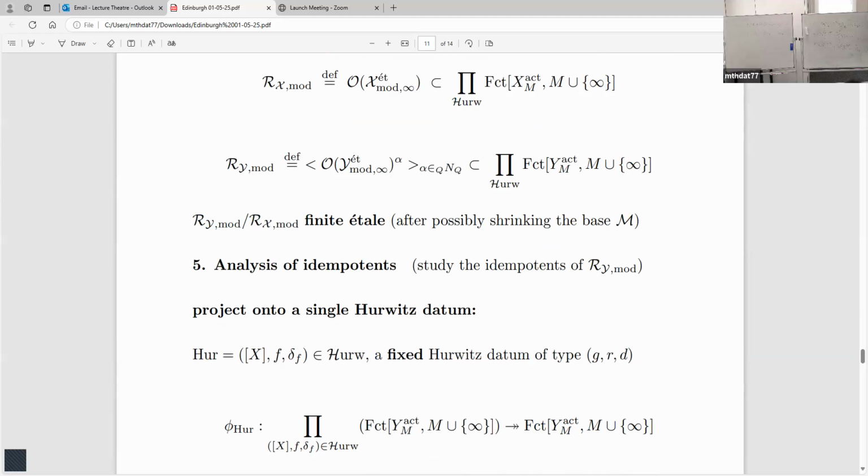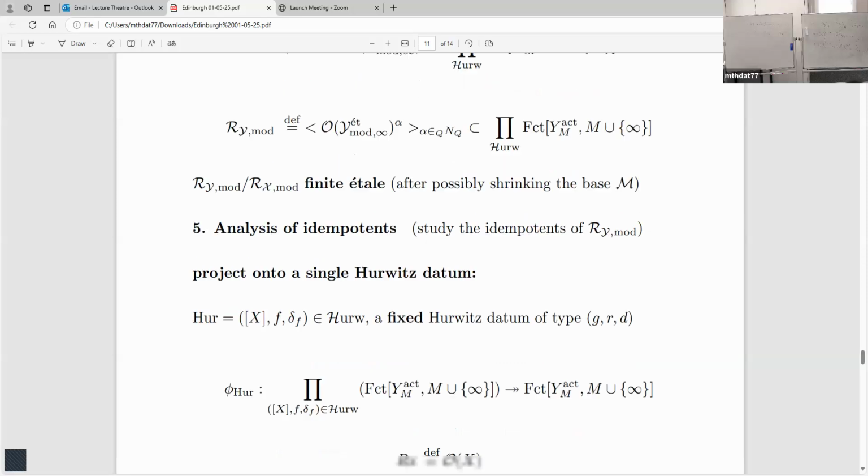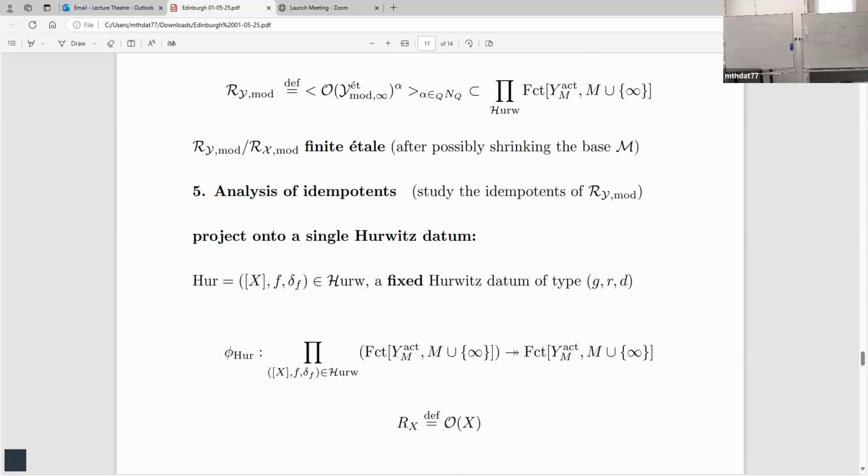Again, this is an Rx mod algebra. So after possibly shrinking the base M, we can suppose that it is flat. So then it is finite étale. And this is how close we are. We come to constructing this family of covers that I mentioned at the beginning, right? So the issue here is about the connectedness of this RY mod, whether it is connected or not, right? And so this is the analysis of idempotents. So this is how close we come to constructing this family of curves.